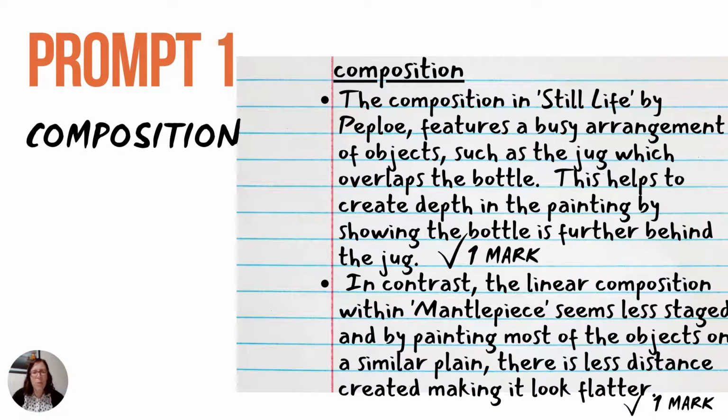Once you've done this, you will move on to your first prompt word. So in this case, it is composition. I advise my pupils to write down composition as their heading and underline it. Then they're going to make their first point. So here we're saying something about the composition in still life being busy and overlapping objects.